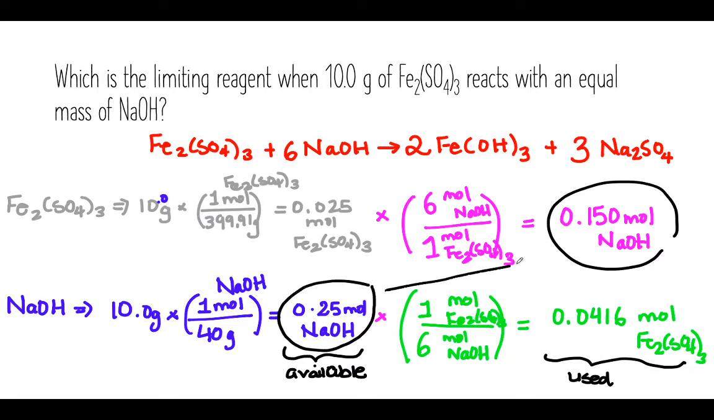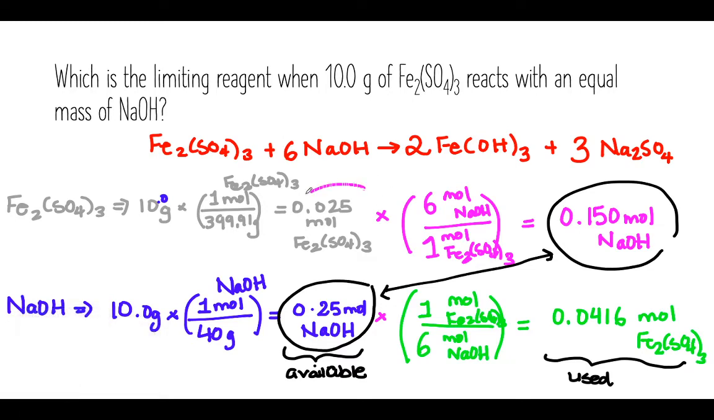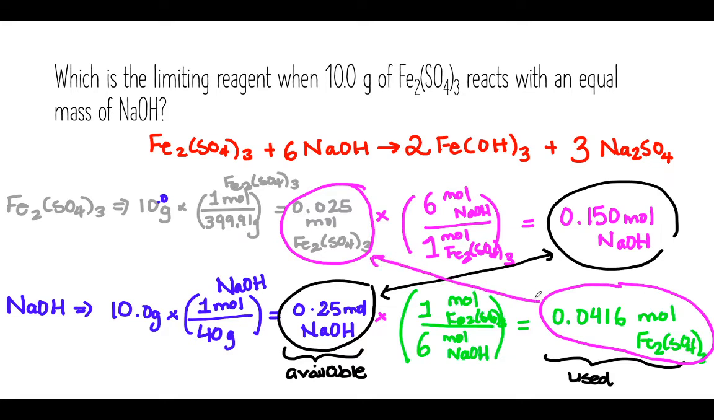So you're comparing these two numbers. And same thing for Fe2SO4, you are going to compare this number as the amount of Fe2SO4 available to this number, which is the amount of Fe2SO4 that is used. So these two numbers are what you are comparing.